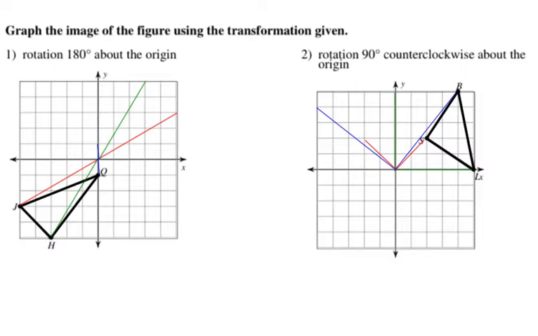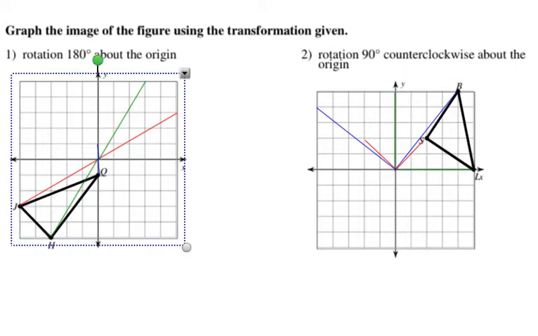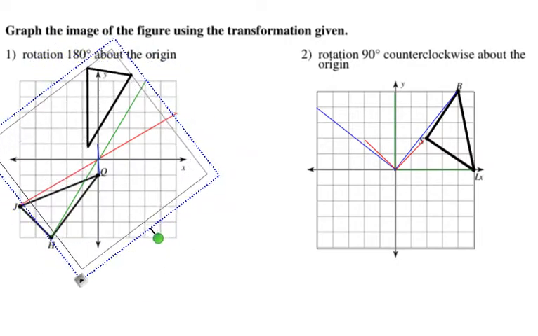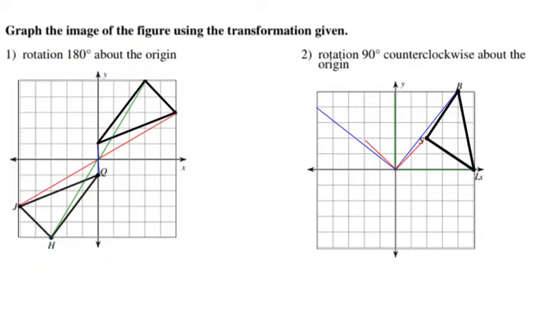Graph the image of the figure using the transformation given. So here you can see I've done the three different measurements using the red, the green, and the blue line. And I'm going to rotate halfway around, so 180 degrees around. You can see Q prime is going to end up directly above it. J prime along this red line all the way over. And this one I've made so that we can visually see the rotation 180 degrees. And it lines up right over here. And this would be Q prime. J prime at the other end of the red line, and H prime at the other end of the green line.